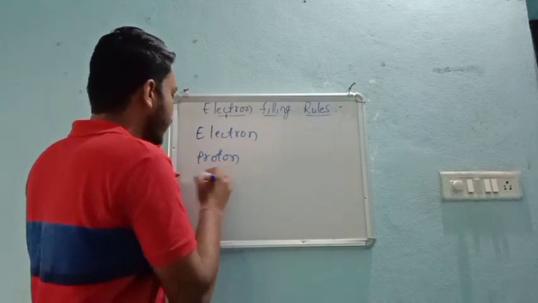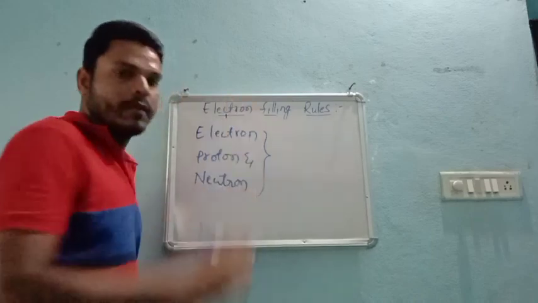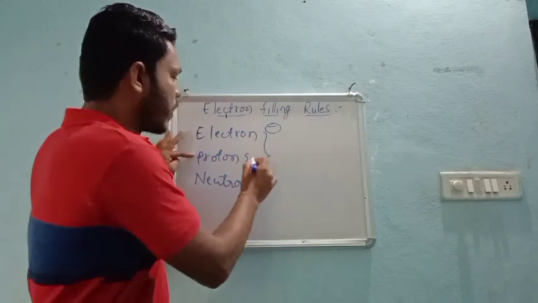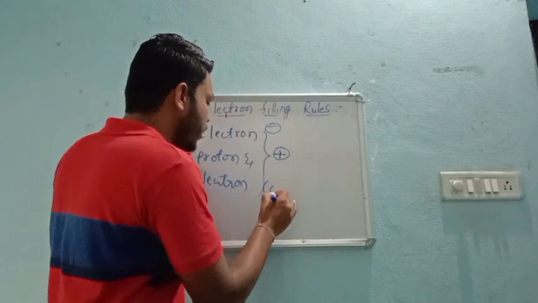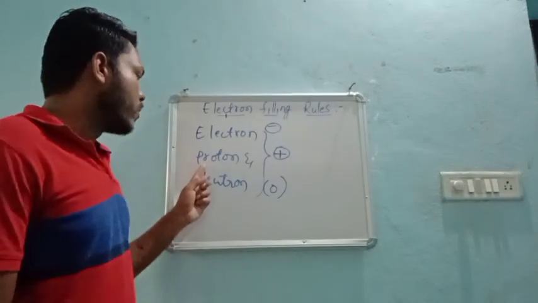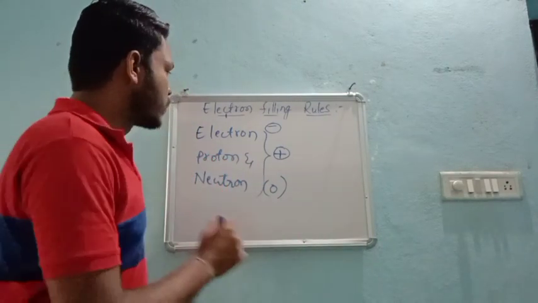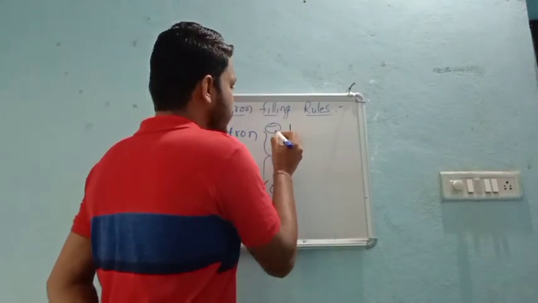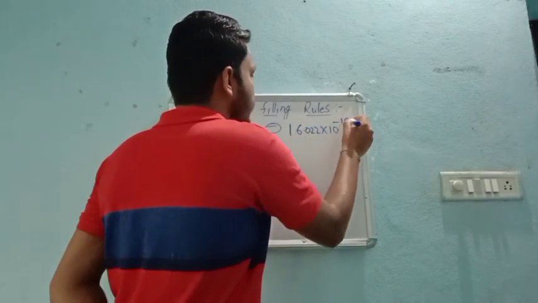What we saw in the last class is that the fundamental particles are electrons, protons, and neutrons. We saw these three in detail, and also the charge on the electron, the charge on the proton, and the charge on the neutron. Finally, we came to know the electron has negative charge, the proton has positive charge, and the neutron does not have any charge. We even saw the charge of the electron, that is minus 1.6022 into 10 to the power minus 19.